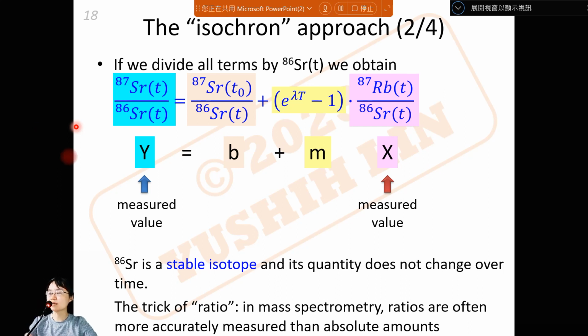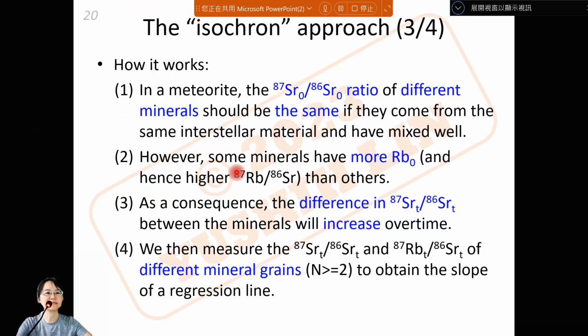When you do this, you can use all of your measurements to determine one value. The X and Y here mean many different measurements, and then you use all these measurements to solve one value. This technique is used many, many times. Isochron approach, how it works.